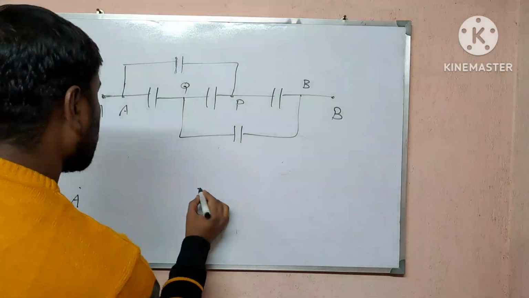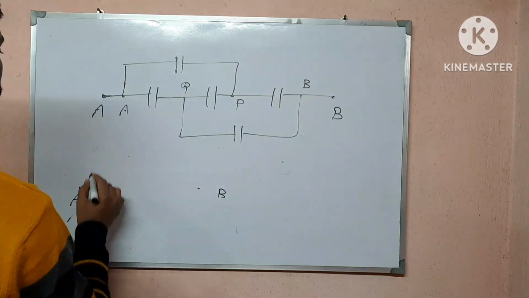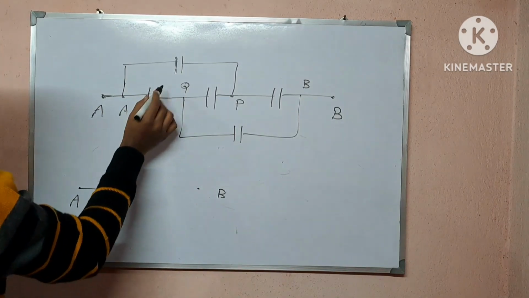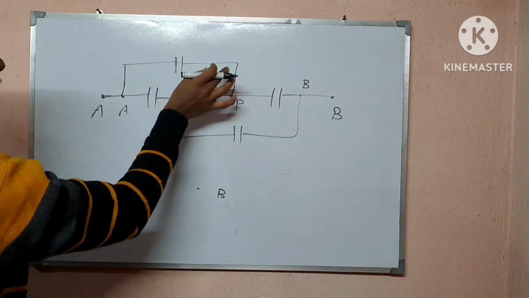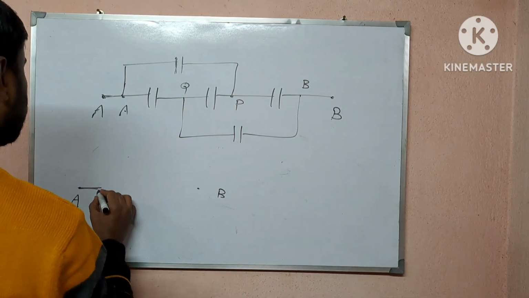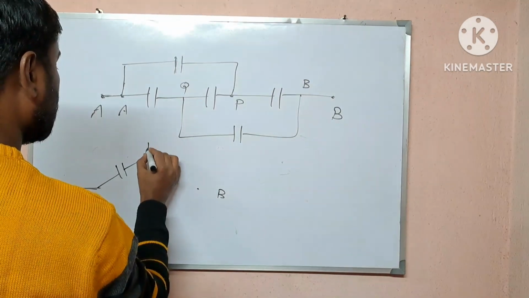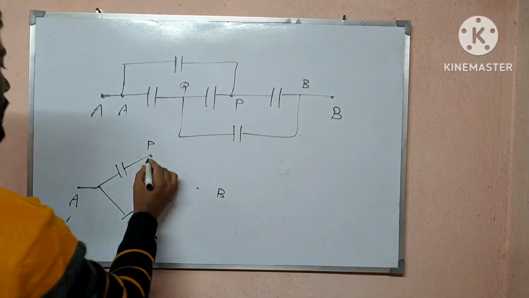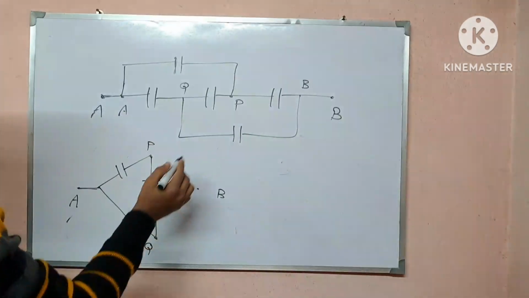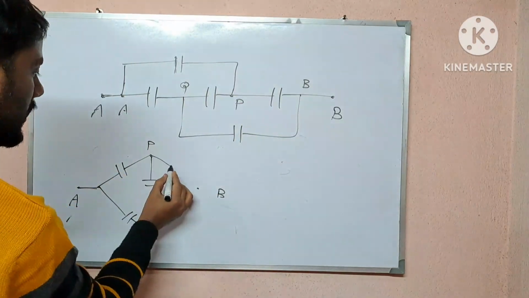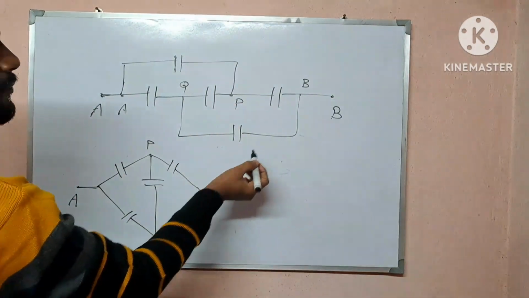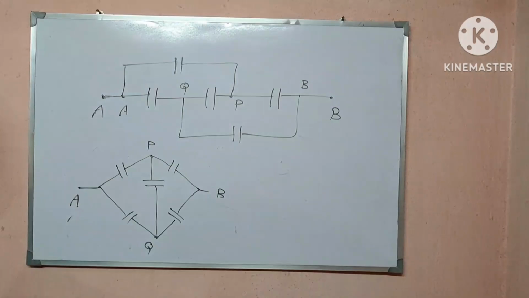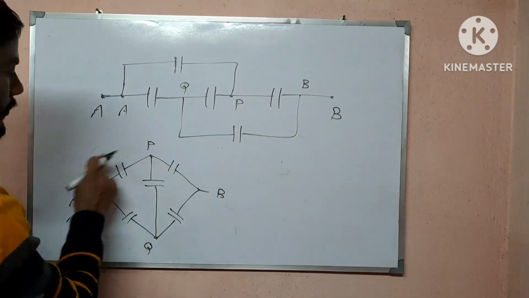So this is A, this is B. Just see, from A, directly 2 capacitors are connected. This one is directly connected with A, and that one is also directly connected to A. So we can write this in this way: this point is P and this point is Q, and between P and Q one capacitor is there, and from B to P one is there, and from B to Q another one. So actually this is basically a balanced Wheatstone bridge because the capacitance of all of them are same.